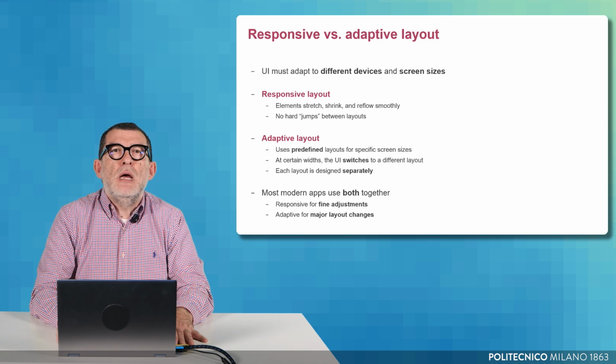Flutter defines several screen size categories, and we can design specific layouts for each one we are interested in. Most modern apps use a combination of both approaches. They are responsive for small adjustments, such as differences between smartphones, and adaptive for more substantial changes, like switching from a phone to a tablet or to a smartwatch.